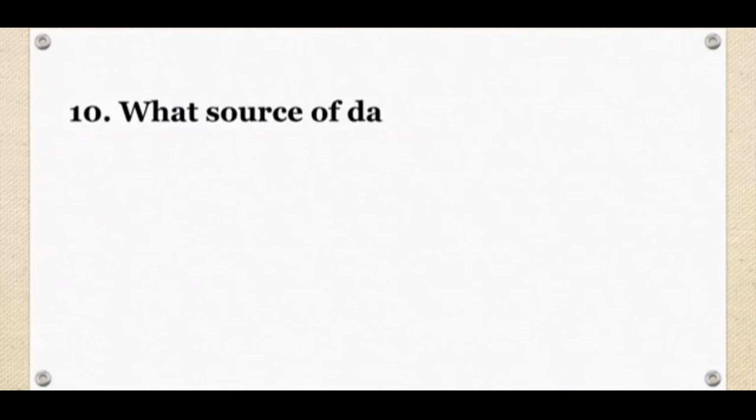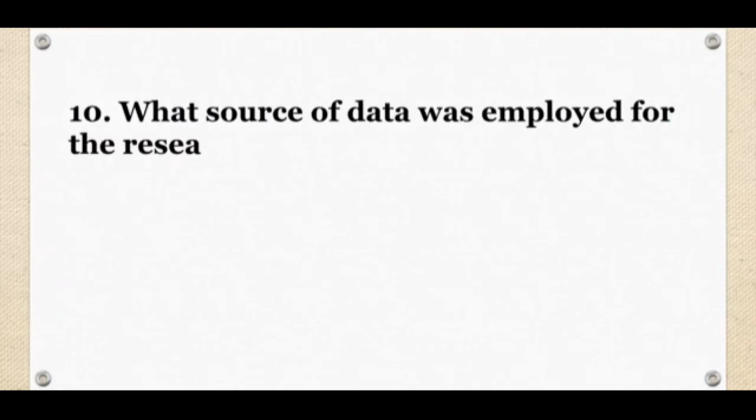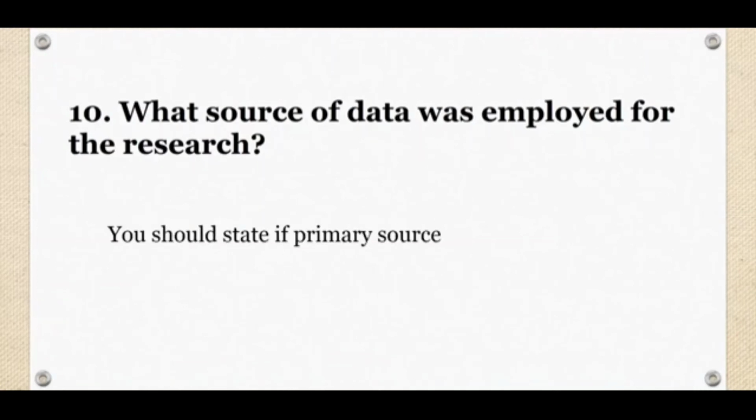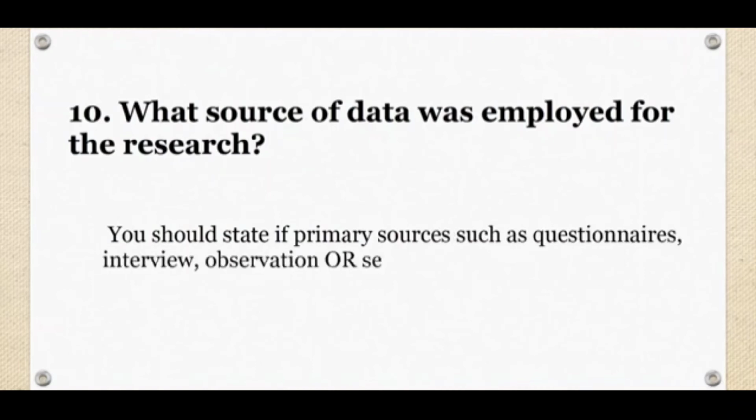Question number 10: what source of data was employed for the research? That is, what type of data was used, either primary data or secondary data. The possible answer is: primary sources such as questionnaires, interviews, or observations were used, or secondary sources like books, journals, and newspapers were used. So you simply have to answer the nature and the type of the data.